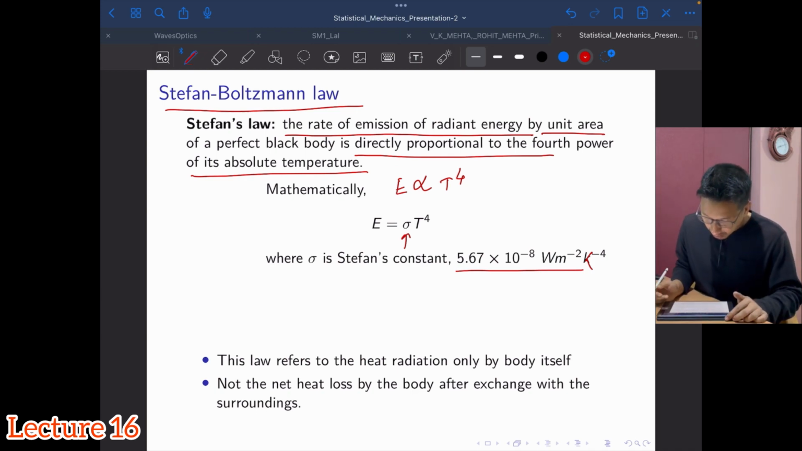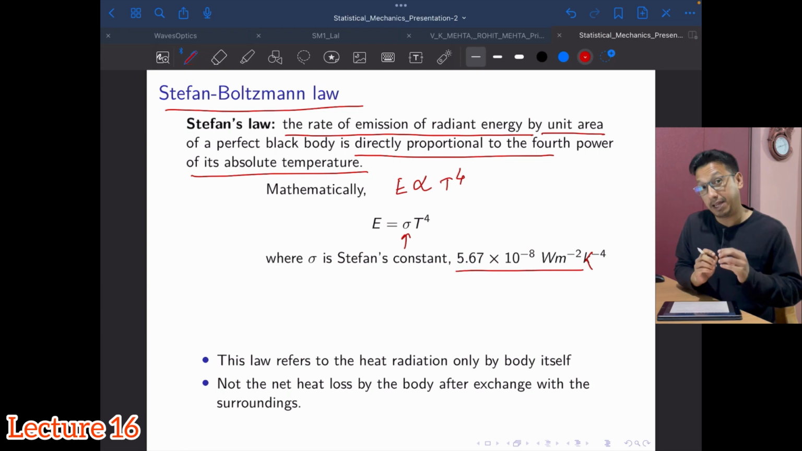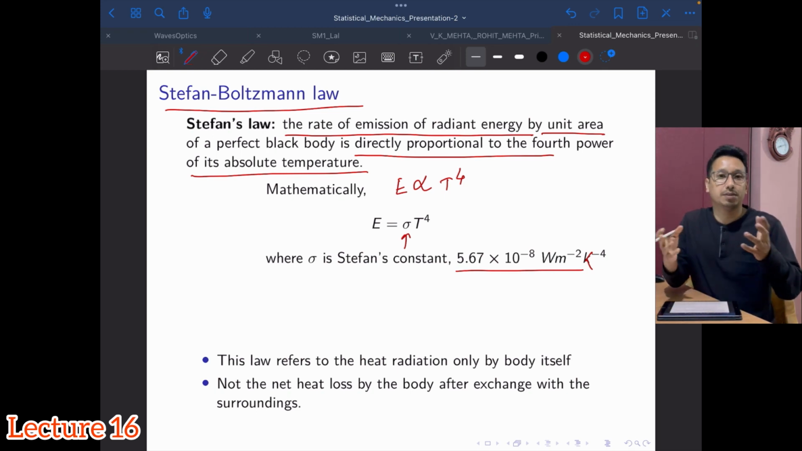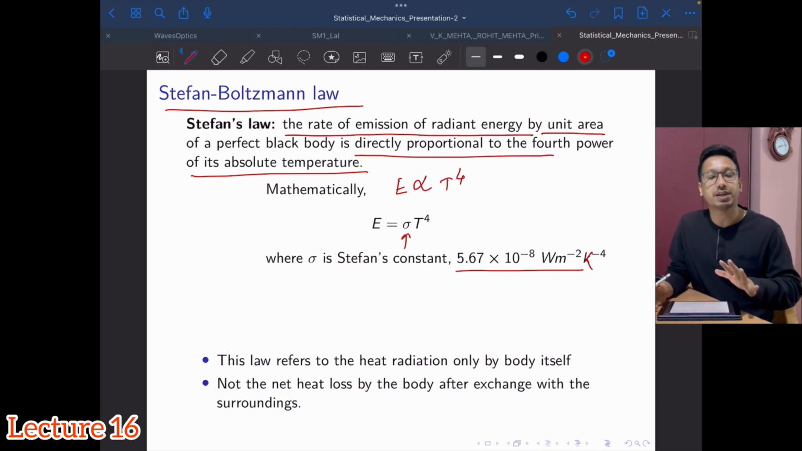The main point that you have to note here is that Stefan's law talks about the energy radiated by the black body, only the energy which is radiated by the object or the black body alone. But as you all know, this black body has to be in some surroundings, so there will be exchange of energy. It's not talking about that. It's talking about only the energy emitted by the black body.